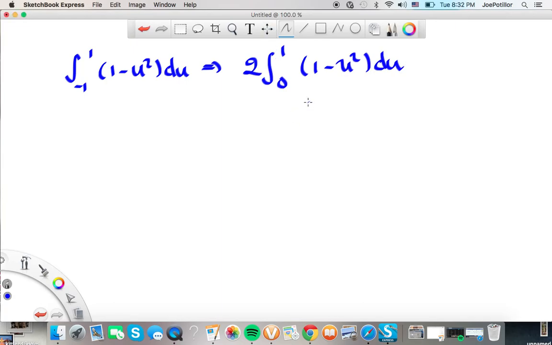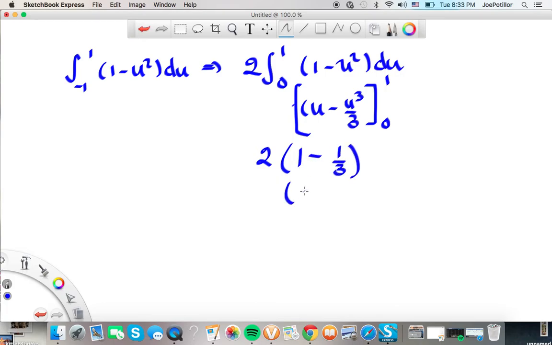Alright, so let's do this integral really quickly. U minus u cubed over 3, from 0 to 1. And if I plug it in, 1 minus 1/3 is 2/3. So this becomes 2 times 1 minus 1/3, which is 2/3 times 2, which is 4/3. Yes, I showed you all that work even though I did not have to. You guys are good mathematicians. So, it's 4/3. That 4/3 is a constant and will come outside of the integral.